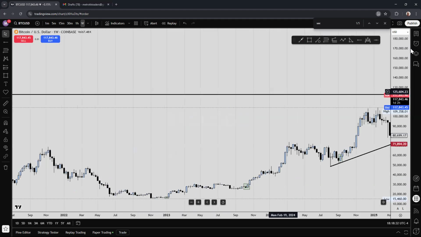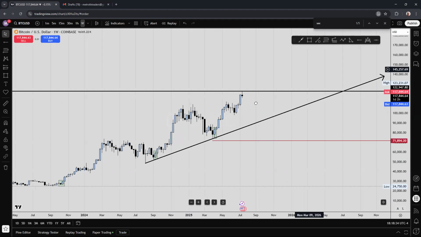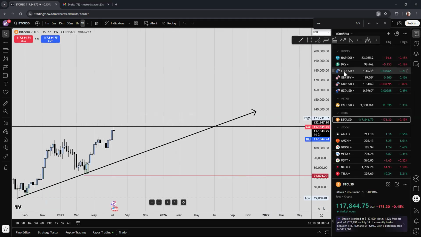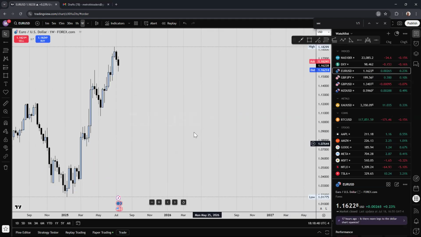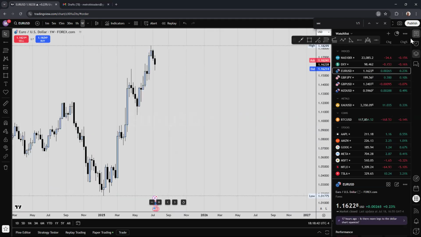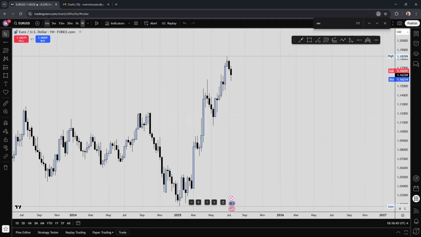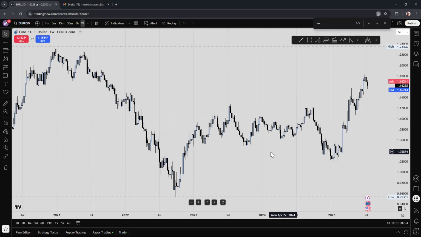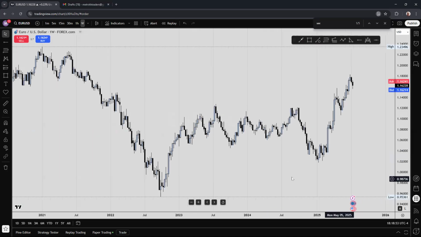If you could take any pair, let's go to another pair. Let's do Euro USD. We're going to do the same exact thing. We're going to go to the weekly, and we're going to identify what trend the market is in right now.